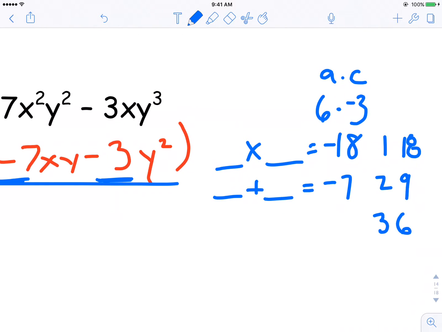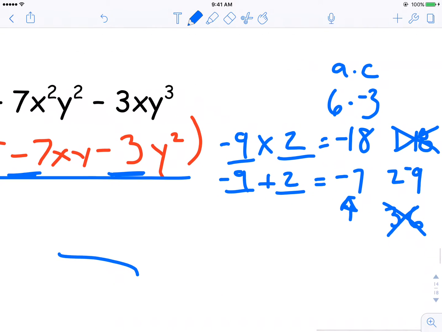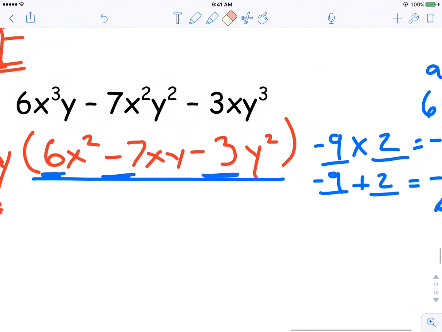There's no way if I add or subtract 1 and 18 I can get to negative 7, so I know it's not going to be this one. And there's no way I can add or subtract 3 and 6 to get to negative 7, so it's not going to be this one. Okay, so it's got to be 2 and 9. Well, my answer has to be negative, so one of these has to be negative, but my bigger value has to be the negative one because I end up with a negative 7 when I add them together. So it's going to be a negative 9 and a positive 2. Quick check, negative 9 does multiply to give me negative 18. Negative 9 plus 2 does give me negative 7.